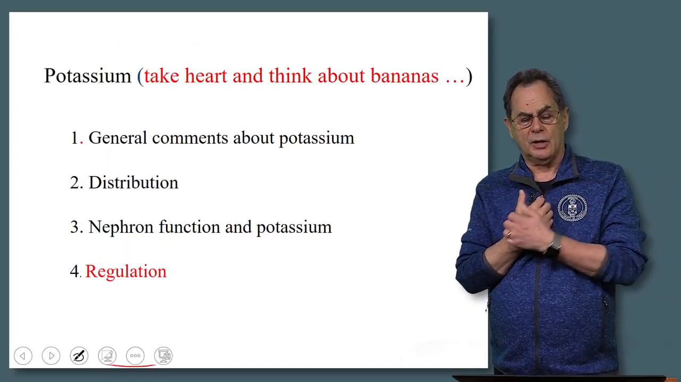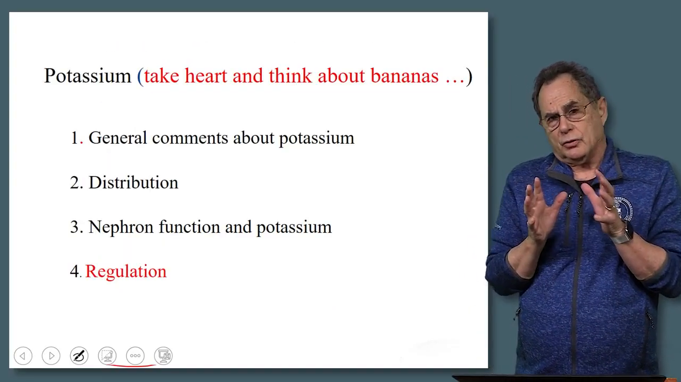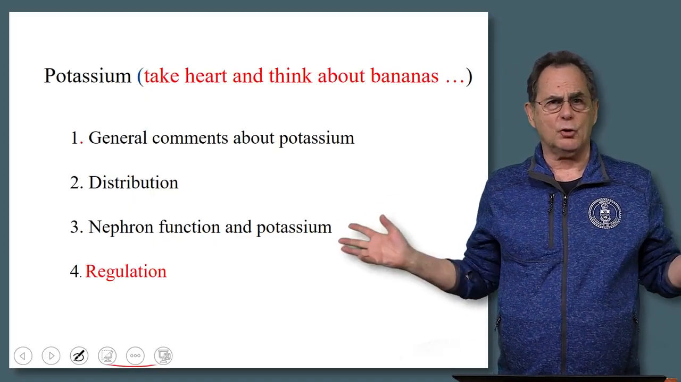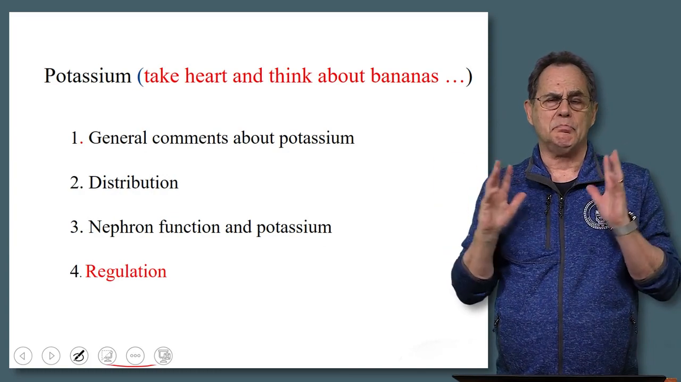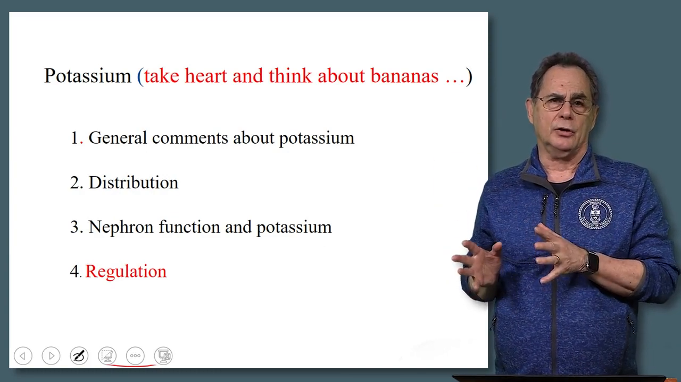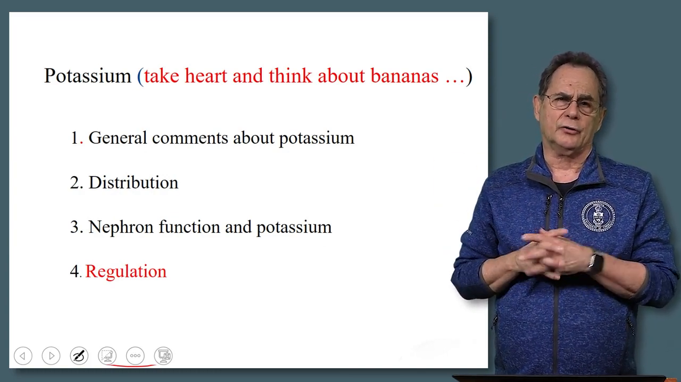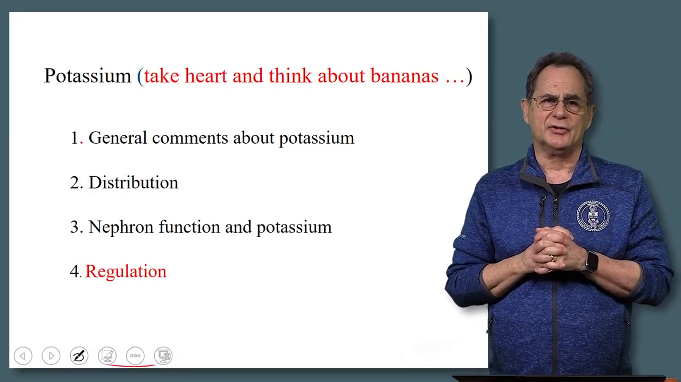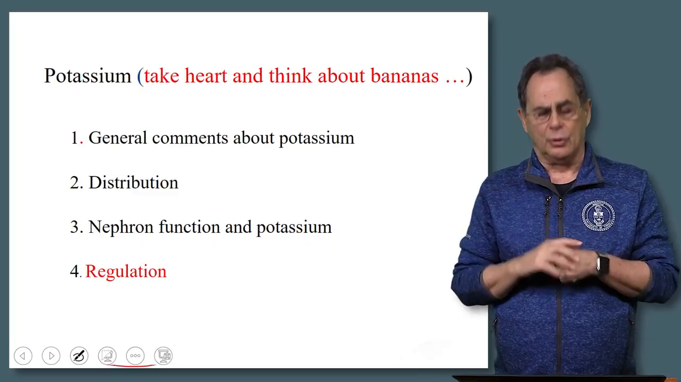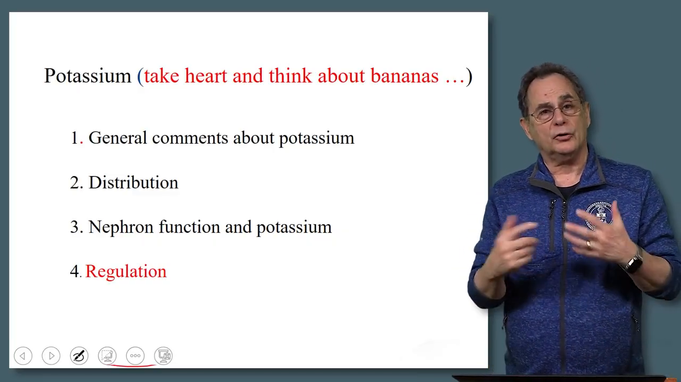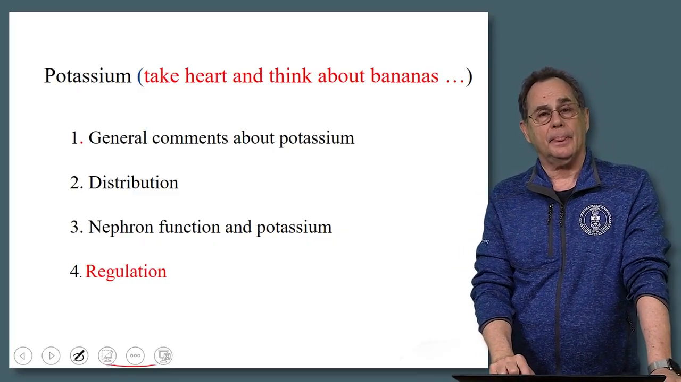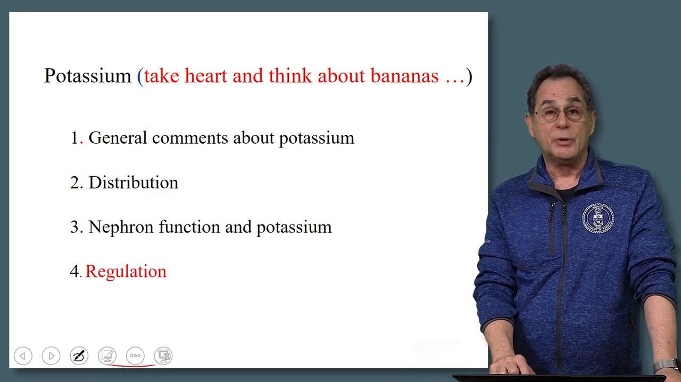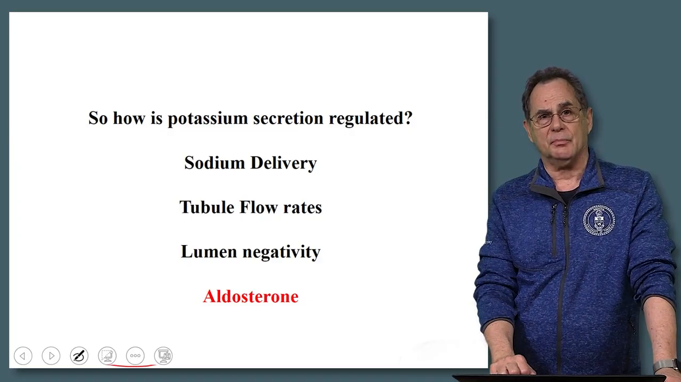All right, so those are the general points. So here's the nephron: it filters lots of potassium and then reabsorbs it all. And then it has a mechanism in the distal nephron, in the cortical collecting duct, that facilitates the passive secretion of potassium. And it's the regulation that we want to look at now that will tell us how much potassium secretion will be required to maintain potassium balance.